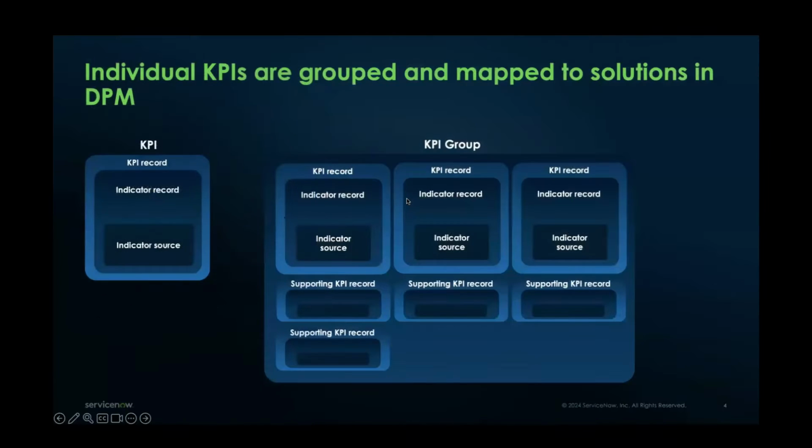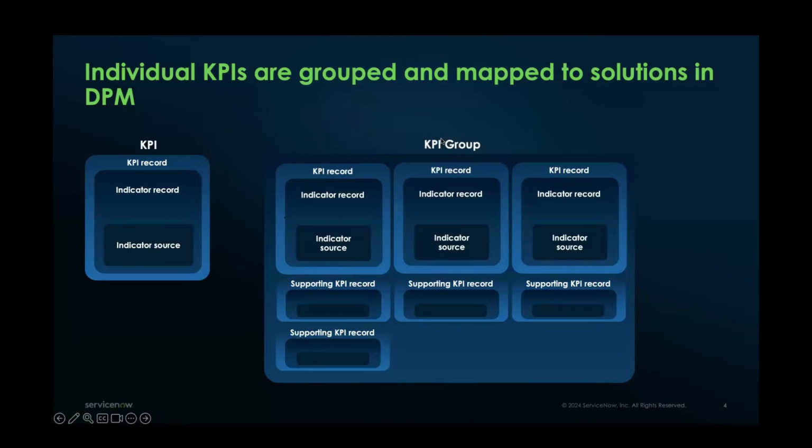So if we dig into a little bit, like what actually is a KPI group and what is the anatomy, we will dig into some of these component parts of it. But if we look at this left side, KPI at the top represents everything within this box. We have our KPI record, our indicator record, and then the indicator source.